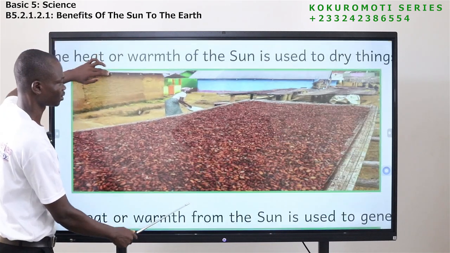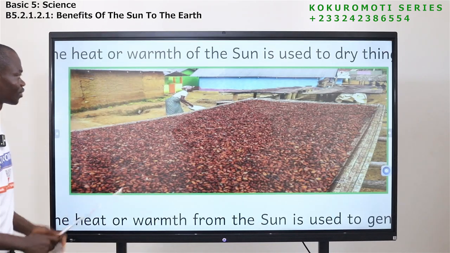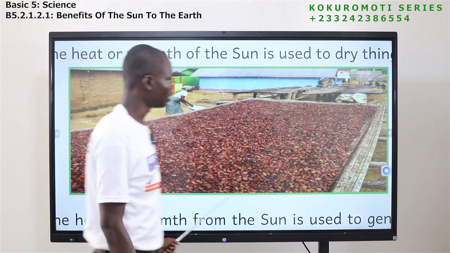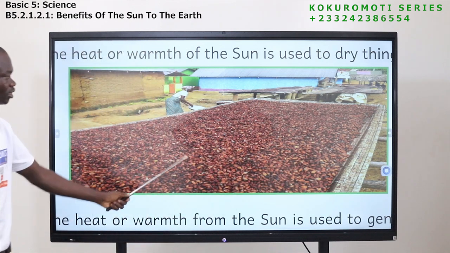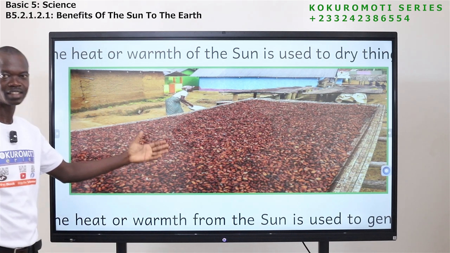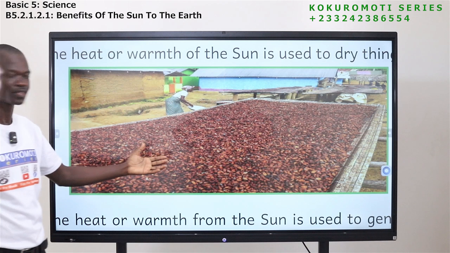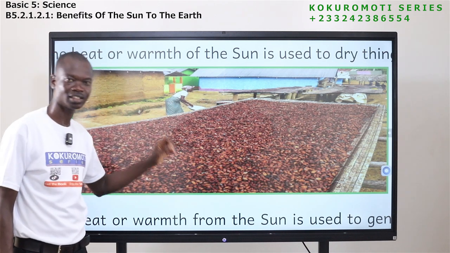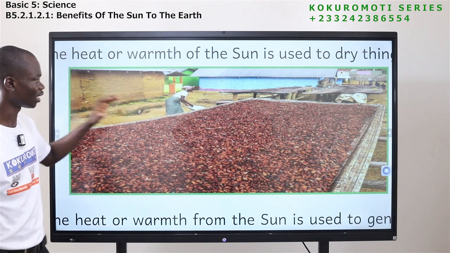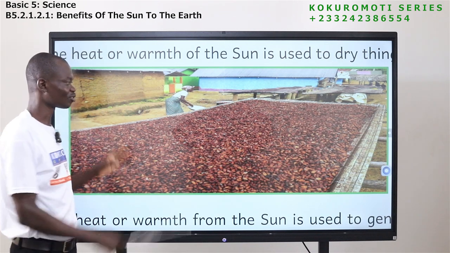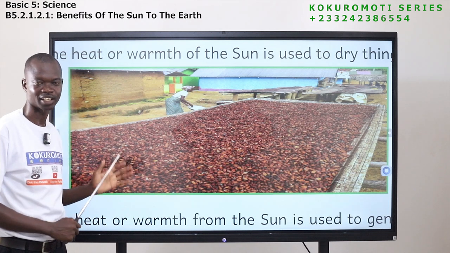So if you look at the woman here, we have cocoa beans being dried. So the woman is drying the cocoa beans. She's not drying it in the rain. She's not drying it in the night. She's drying the beans during daytime and in the sun. So the heat from the sun will dry the cocoa beans for her.